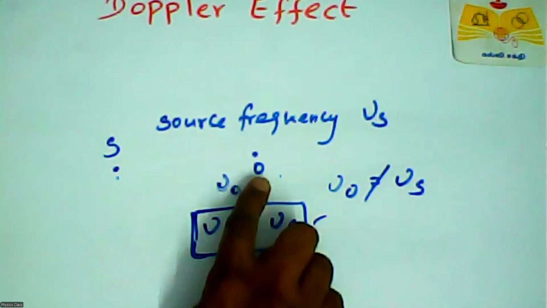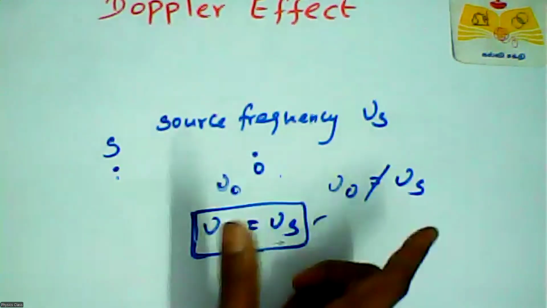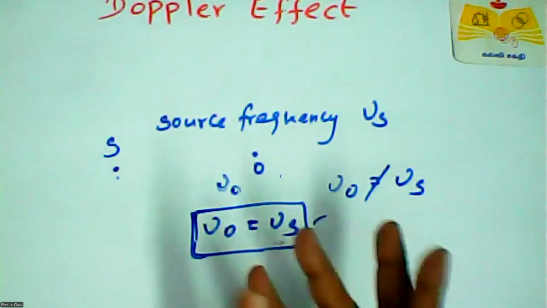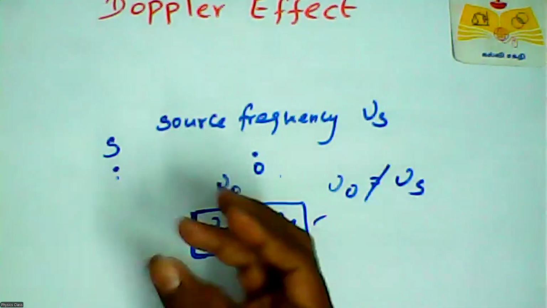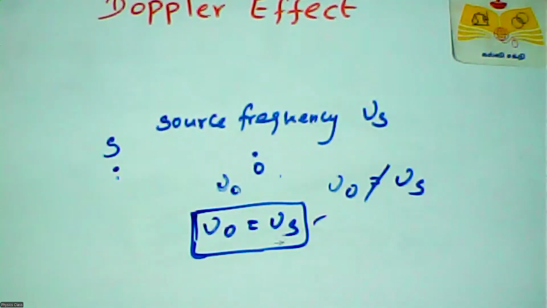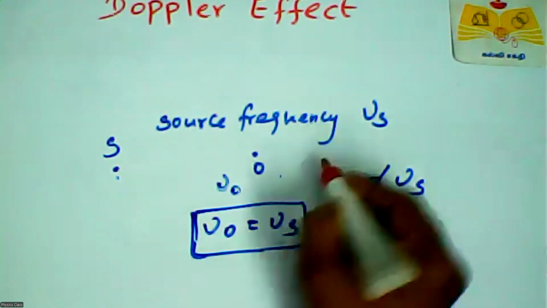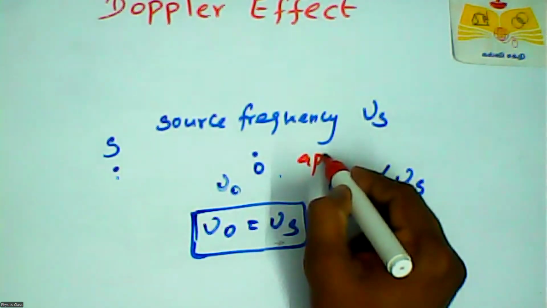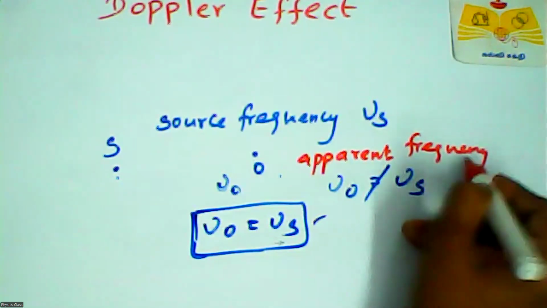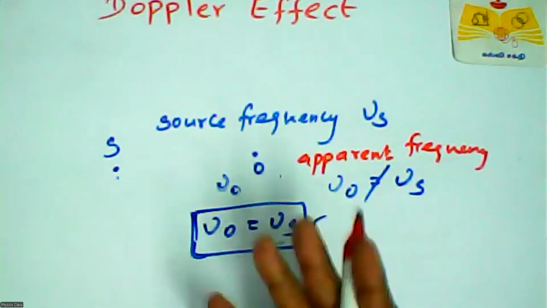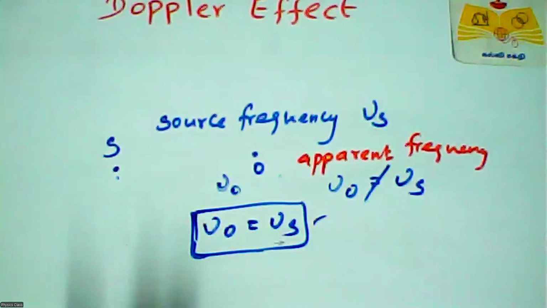The frequency perceived by the observer is known as the apparent frequency. If the observer is not at rest, maybe the source is moving or the observer is moving, in that case the frequency observed by the observer is known as the apparent frequency. So these are all the keywords: apparent frequency, source frequency, source, observer, when there is no Doppler effect, and when the Doppler effect happens. All keywords.